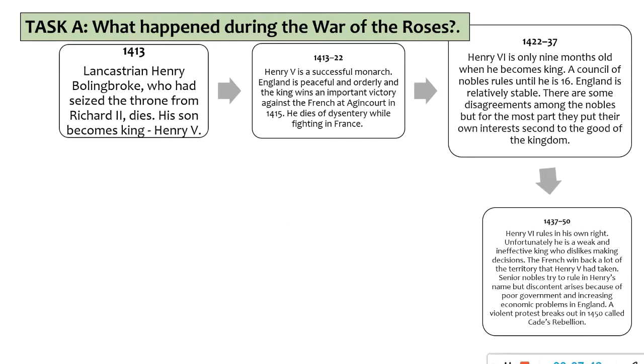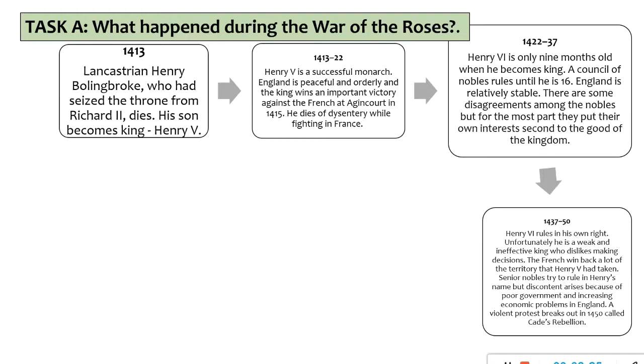This begins to change though once Henry VI takes his own rule. In 1437 he's old enough to rule by himself, but unfortunately many historians have said that he was a weak and ineffective king. Now there's lots of speculation on why. It is undeniable that he loses lands that his father Henry V won, and he also is prone to bouts of depression, or what we would call depression today, bouts of discontent, or at least disinterested in his role as king, and senior nobles tried to basically rule in his name.